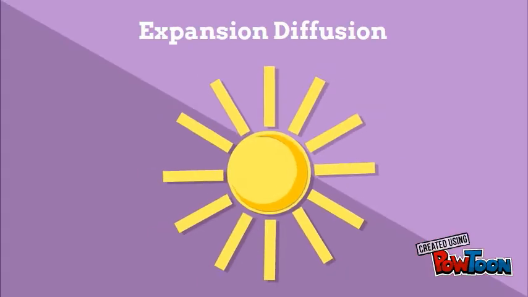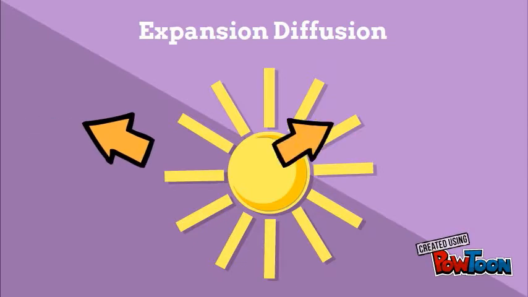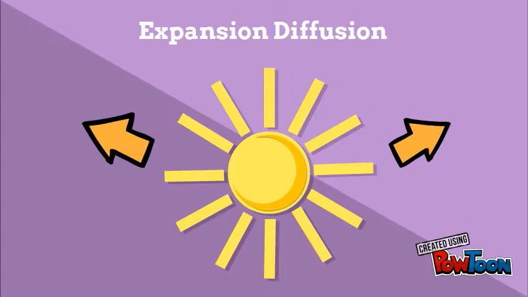The next type of diffusion is expansion diffusion. Expansion diffusion is an innovation or idea that develops in a hearth and remains strong there, while also spreading outward. Something that could help you remember this is to think of the sun. The sun is one central source, while its rays give off heat to different areas.